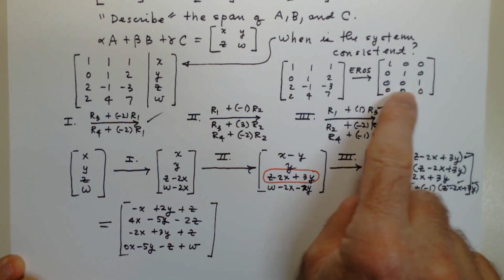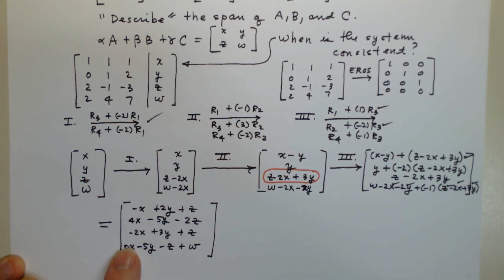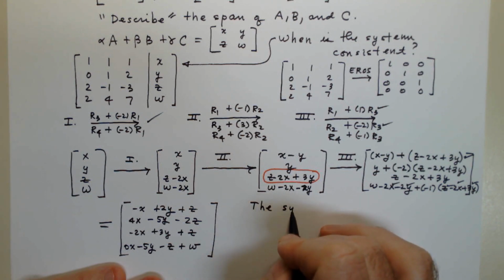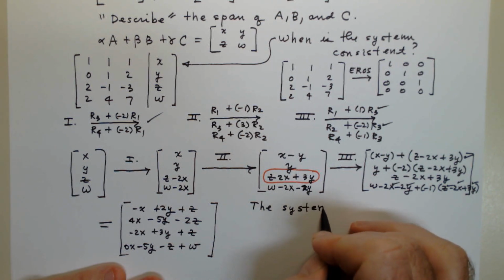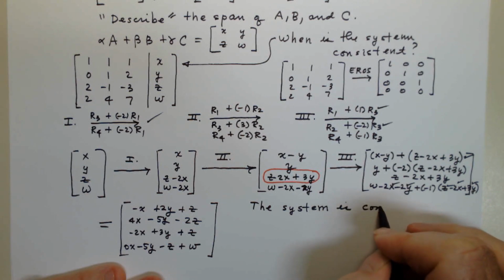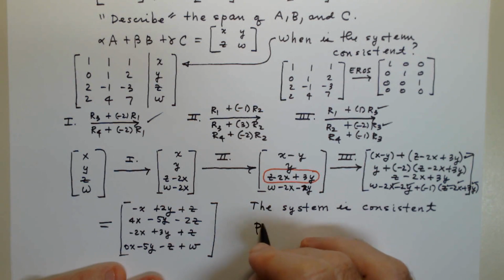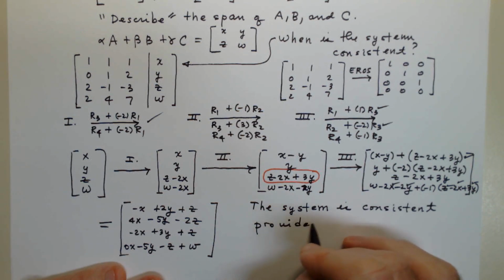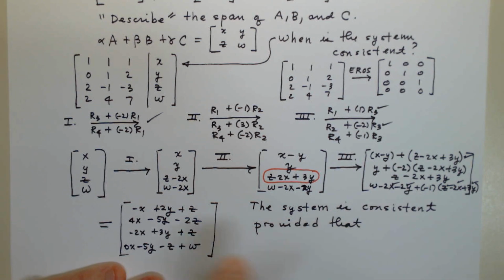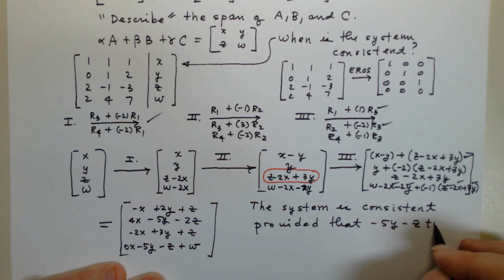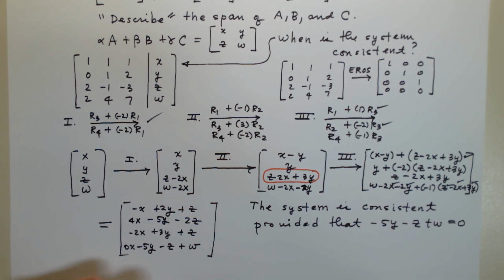Because in order for the system to be consistent, this row of zeros has to be paired up with a 0 on this side. So the system is consistent provided that this minus 5y minus z plus w is equal to 0.